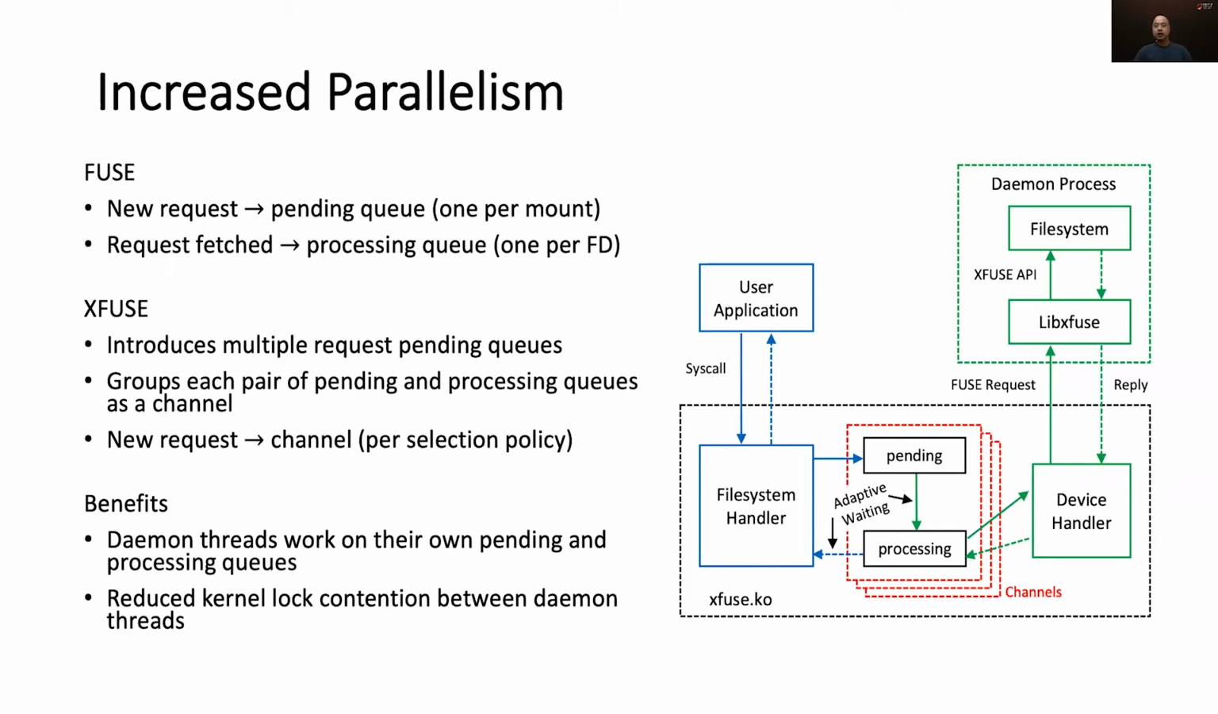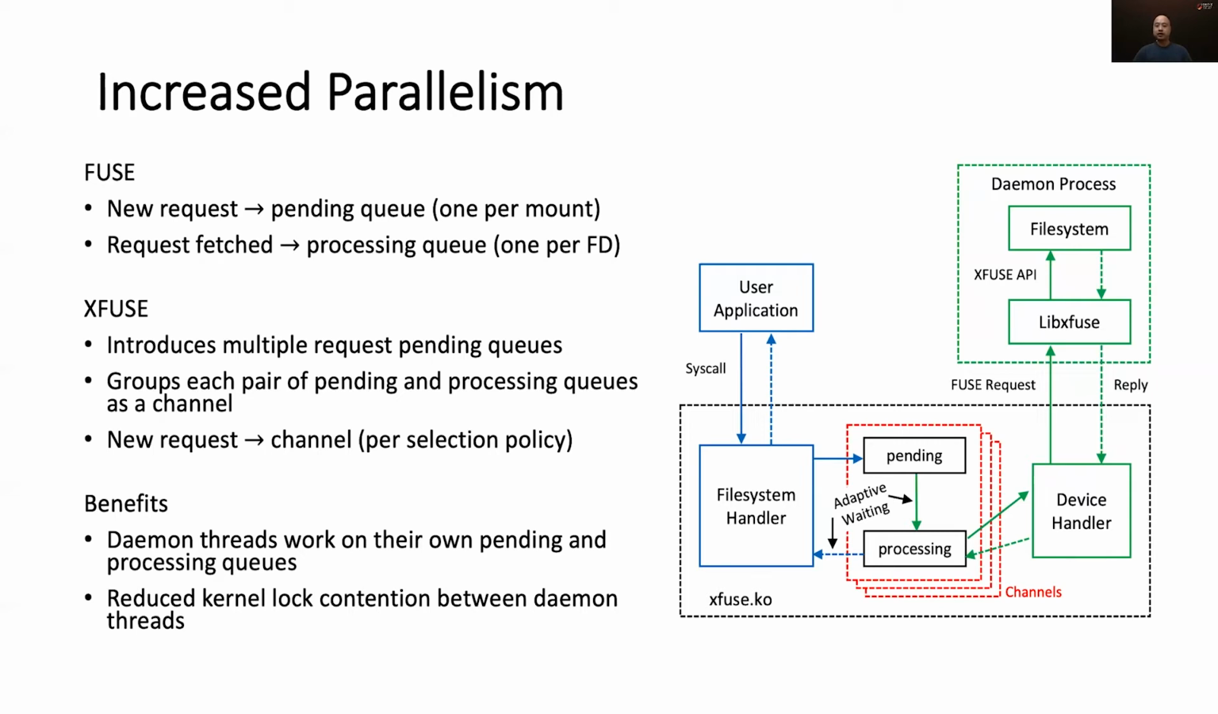In XFUSE, a newly created request is first added to a mount global pending queue. When the daemon thread fetches a pending request, it moves the request to a processing queue. There is 1 processing queue per file descriptor opened on a special XFUSE device. XFUSE introduces multiple request pending queues. It also groups each pair of pending and processing queues as a channel.